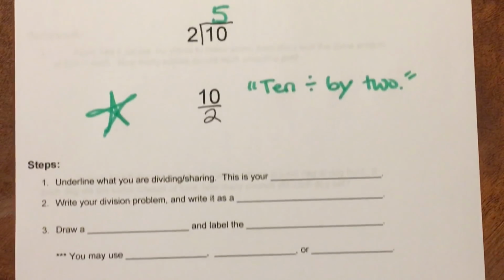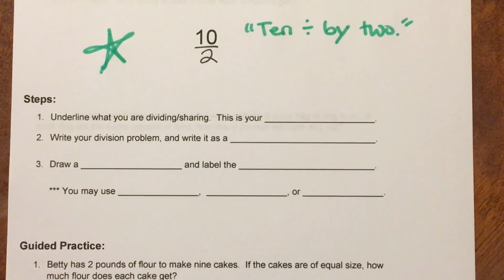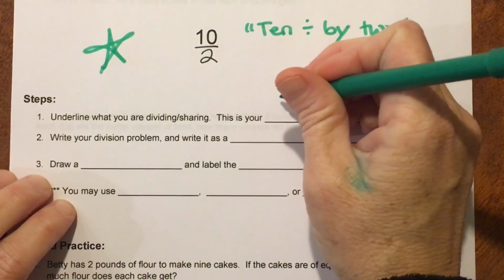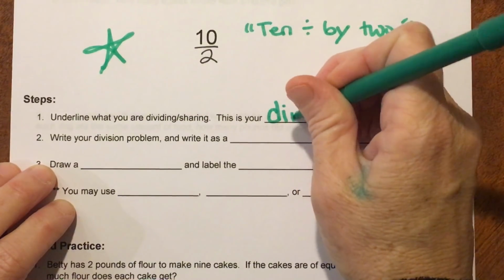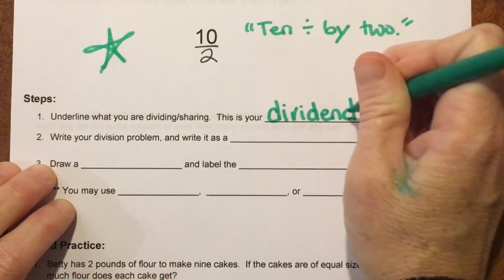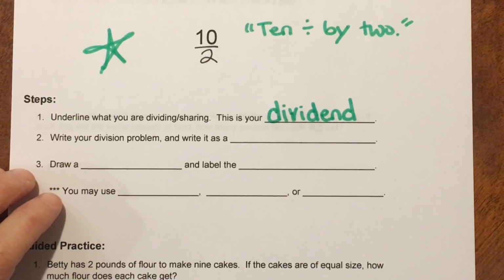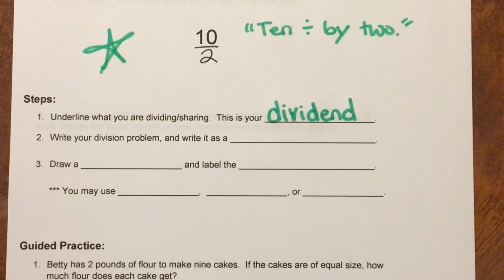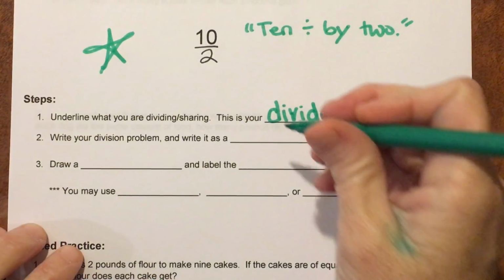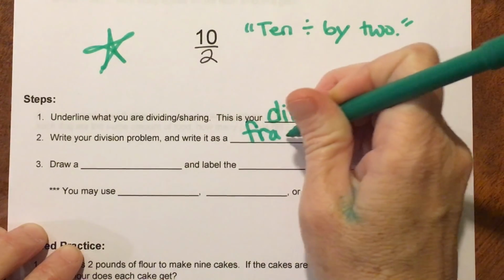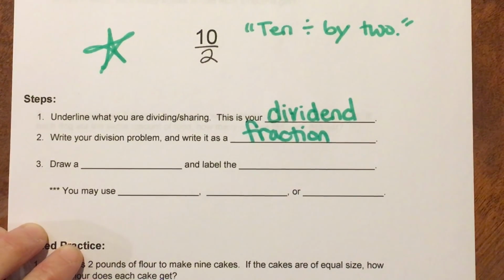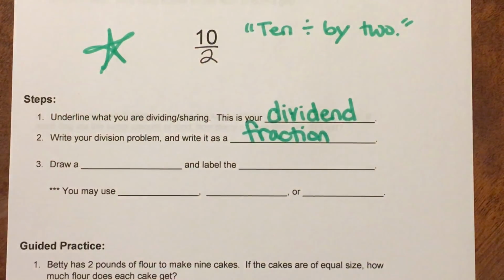Okay, so our steps tonight are pretty short. We're first going to underline what you are dividing or sharing. And as we said above, whatever you're dividing is called your dividend. So we're going to be underlining our dividend. Okay, once you know what your dividend is, then you're going to write your division problem and write it as a fraction, since that's what we're practicing. So we're going to write it as a fraction.